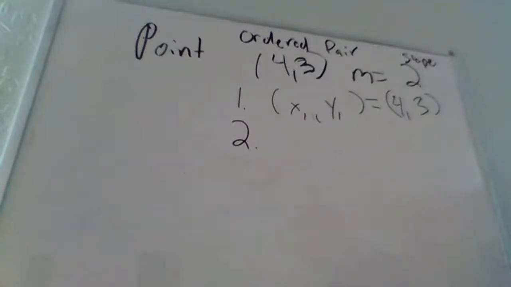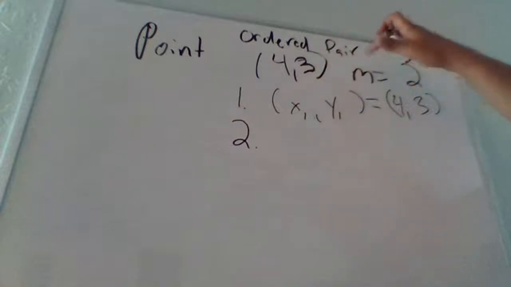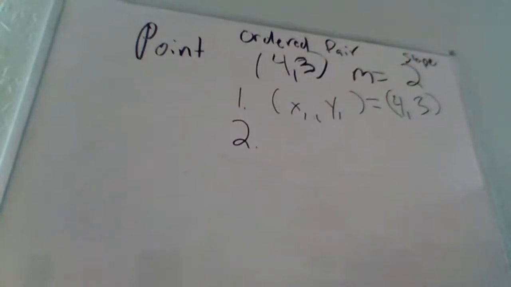All right. So we're working on finding how to put the ordered pair and slope back into slope-intercept form. So does this make sense so far before we move on? Yes. Okay.